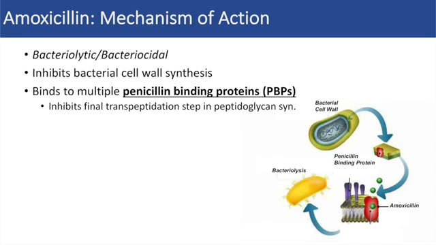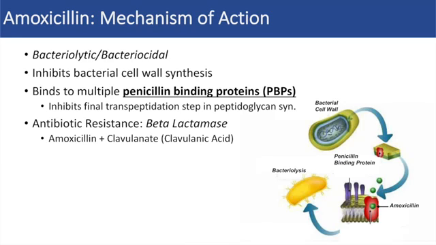Now, one of the major problems with the beta-lactam antibiotics is the development of antibiotic resistance, and bacteria have developed an enzyme known as beta-lactamase, which can break down the antibiotic. It'll break down the beta-lactam ring of the antibiotic, making it ineffective. So we can get around this by supplementing the antibiotic with another agent. In this case, we utilize clavulanate, or clavulanic acid, and we mix this with amoxicillin. So you might have heard of amoxiclav.